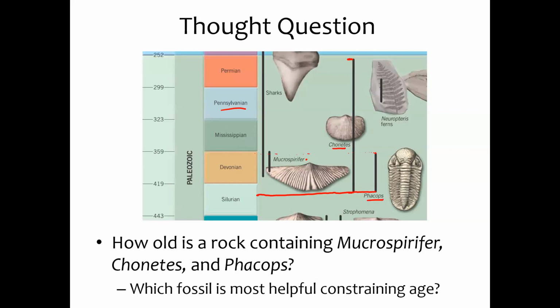We use the fact that we have Phacops and the fact that Pennsylvanian rocks would not have any Phacops in it to tell us that using those two fossils, we can constrain the age to just between the late Silurian and the end Devonian. Then ultimately, we use the Macrospirifer to help us constrain that further, and it's got to be within this whole window, the window of the Devonian, mid to late Devonian. It's the only time that a rock that contains all three of these fossils could have been from. So which one was the most helpful? The one with the shortest age range.